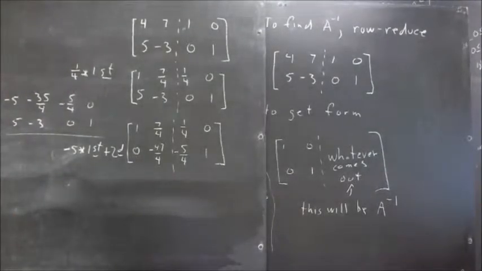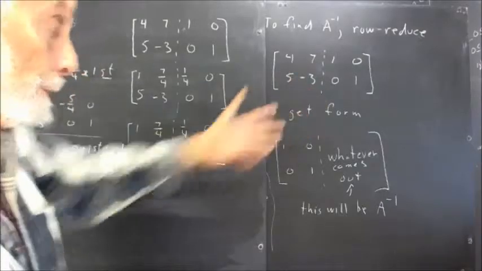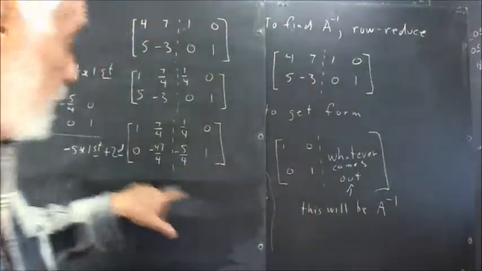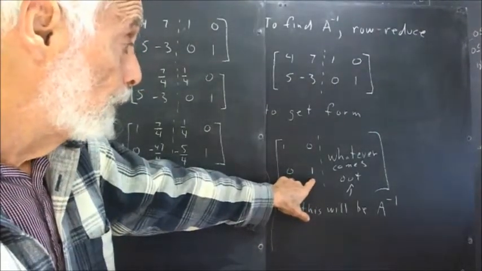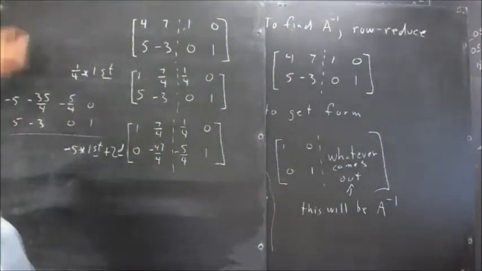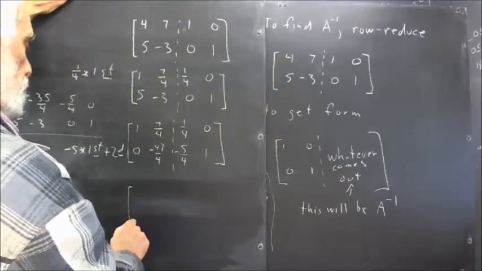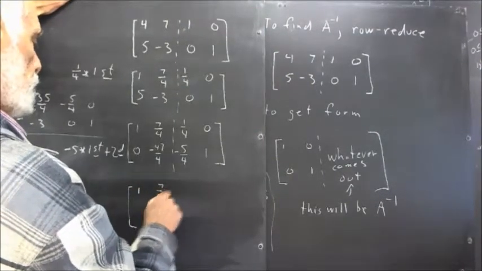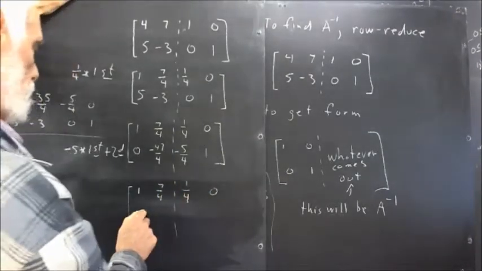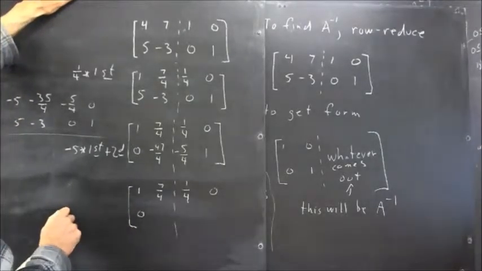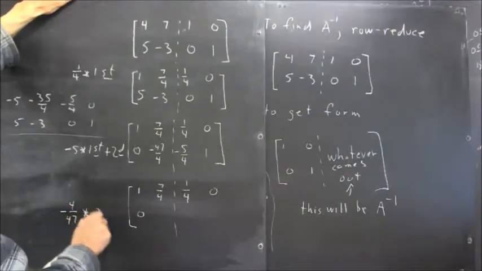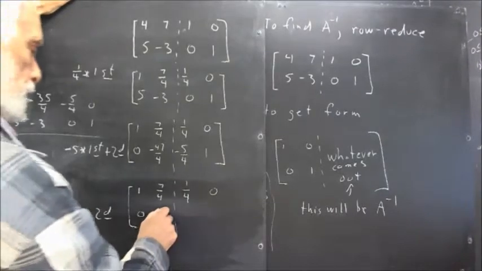Okay. Now, what do we do next? We try to get this form. Think about it. It should be clear that if we can get a 1 here, we're almost home free. Well, to get a 1 here, we just have to multiply by -4/47. So now our matrix is going to be this: 1, 7/4, 1/4, 0, and then 0, and it's going to be -4/47 times the second row. It's going to give us a 1 here.